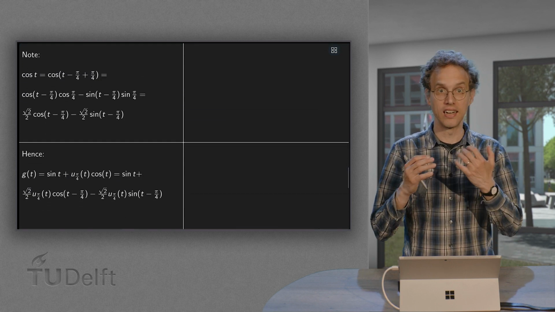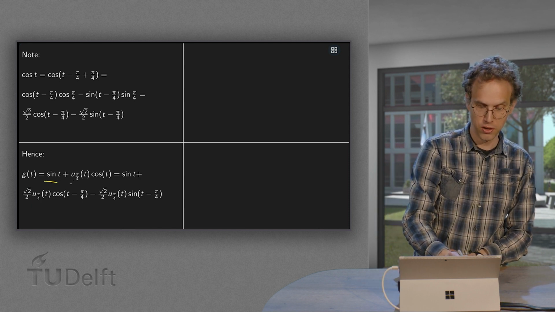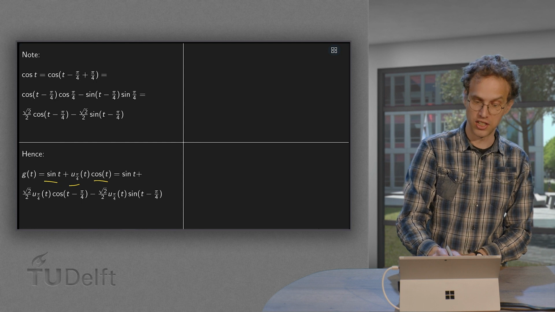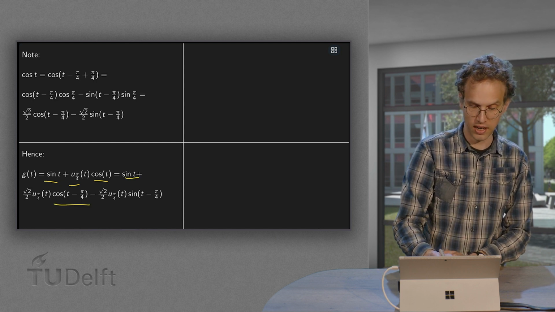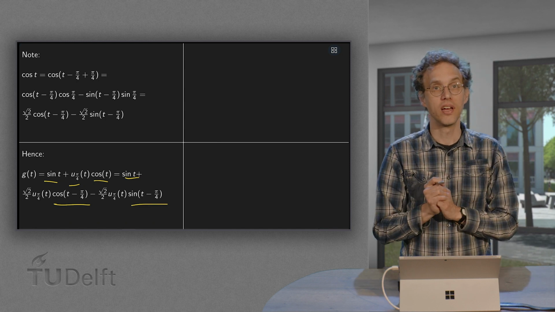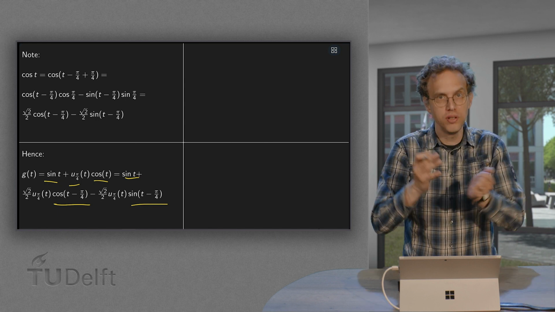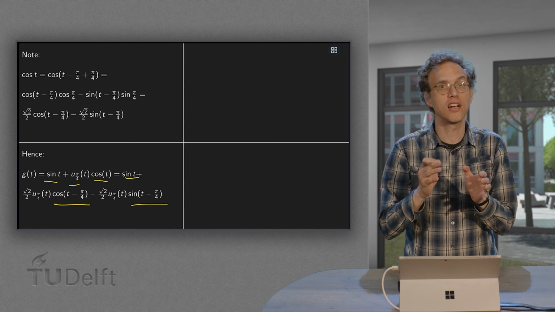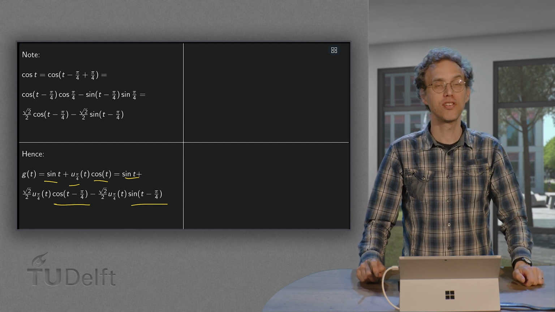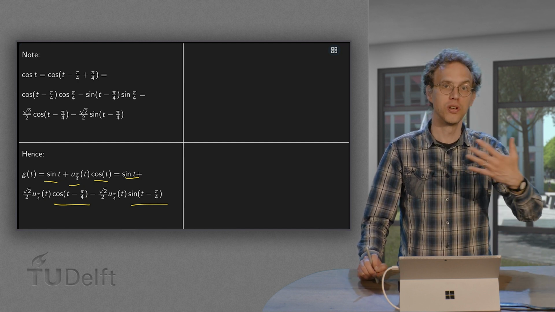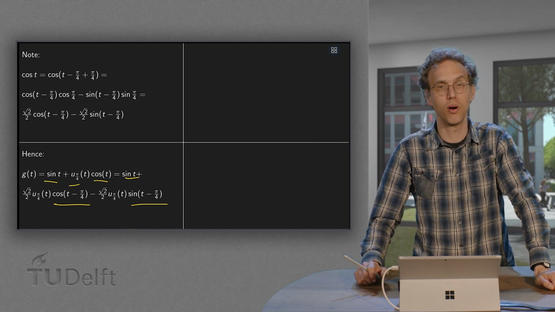So now we can rewrite our g of t, which was sine of t plus u pi over 4 times cosine t, as the sine still, plus some shifted functions, the cosine and the sine. So even in this case, we can also view this function which started later as some shifted functions. And actually, shifted functions, that is what we will use much later, as we will see in some upcoming videos.